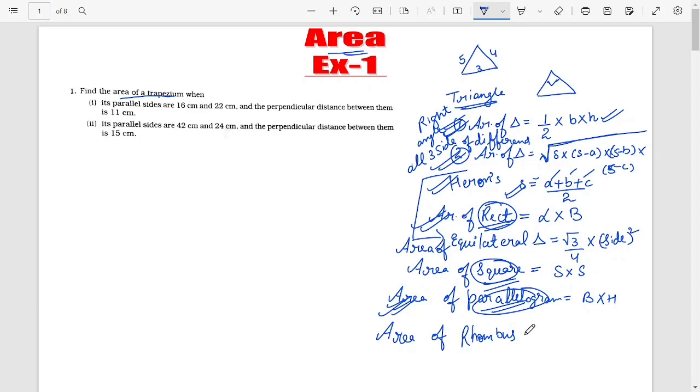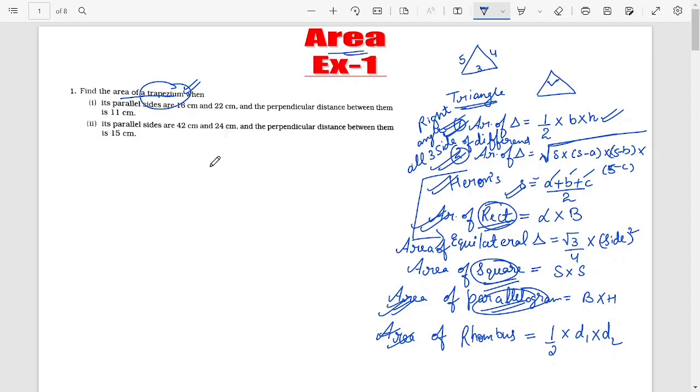In order to find the area of a rhombus, we will use the formula half into the product of the diagonals. Product means multiply: first diagonal multiply the second diagonal. These are the formulas which you already studied in the previous classes, and we will use them in this exercise. But specially we will focus in this exercise on the trapezium. So what is a trapezium? We will start with this topic, trapezium.